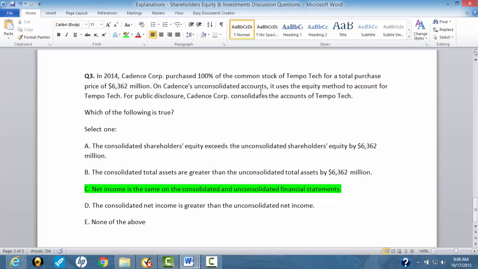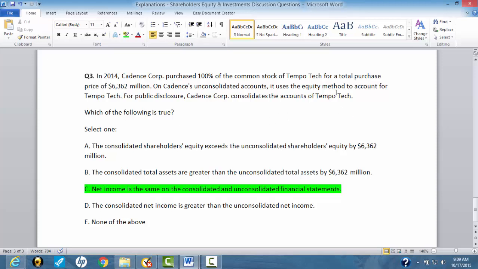On Cadence's unconsolidated accounts, it uses the equity method to account for Tempotech because it holds that as an investment on its balance sheet. Now, Cadence uses the equity method on its unconsolidated financial statements because Cadence invested in the stock of Tempotech. So that investment will be an asset on its unconsolidated financial statement.